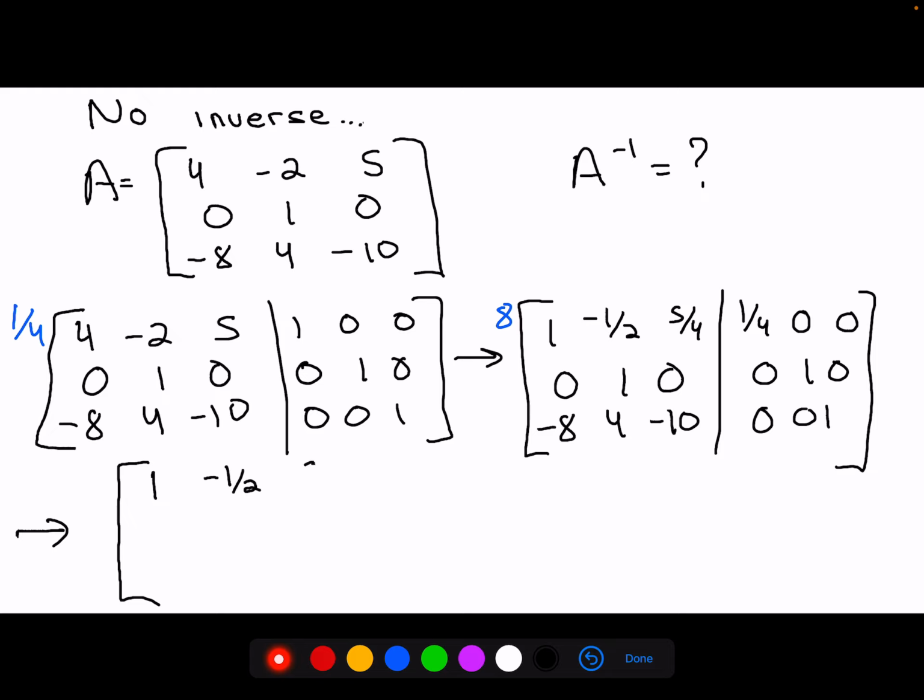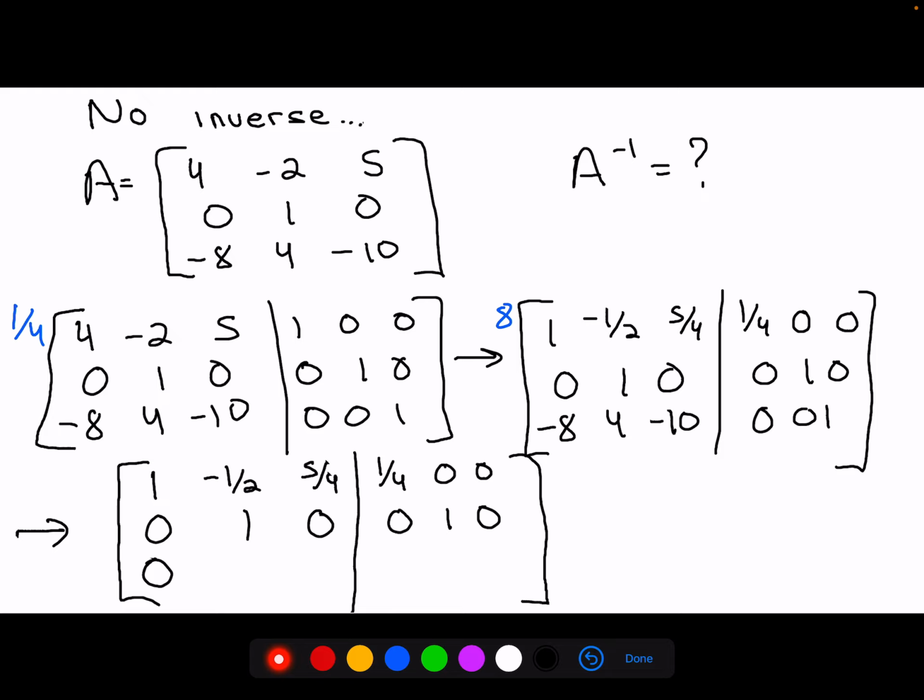So first and second rows are going to stay the same as far as how they're written in the matrix here. Now I'm going to have 8 plus negative 8 is 0. Negative 4 plus 4 is 0. Oh, this is looking nice. Right? 8 times 5/4 is 10. Uh-oh. Plus negative 10 is 0. And then I've got what? 2 plus 0 is 2. 0 plus 0 is 0. 0 plus 1 is 1.